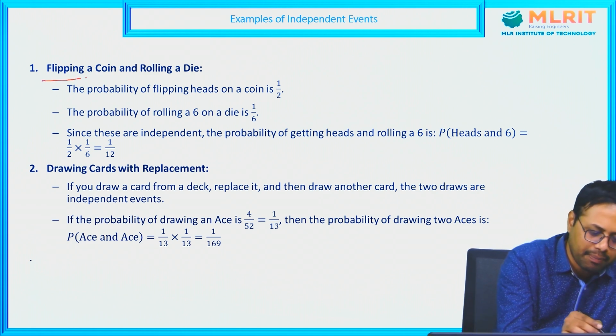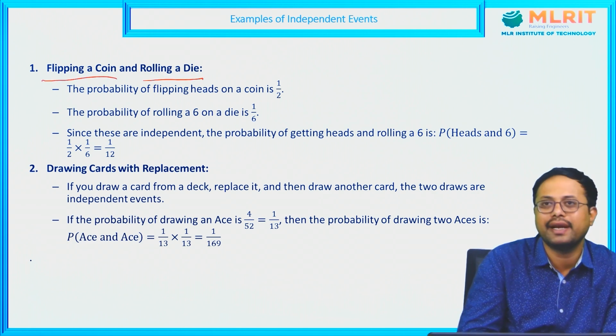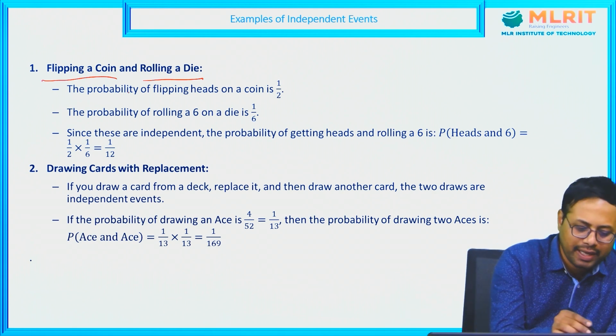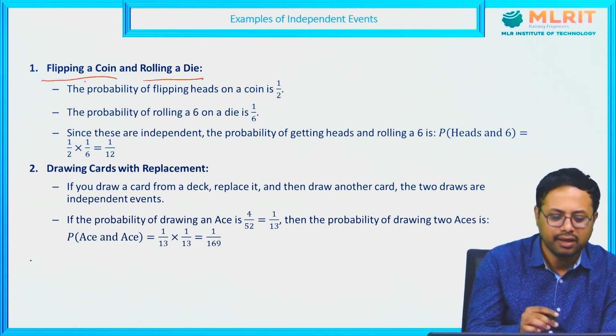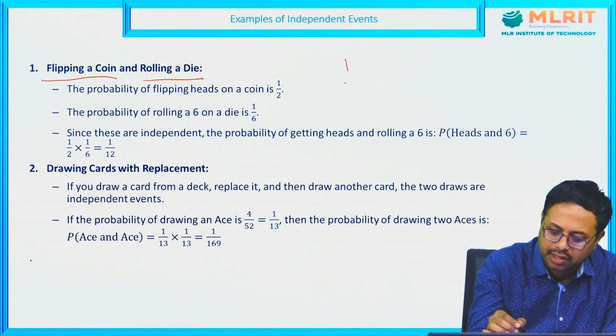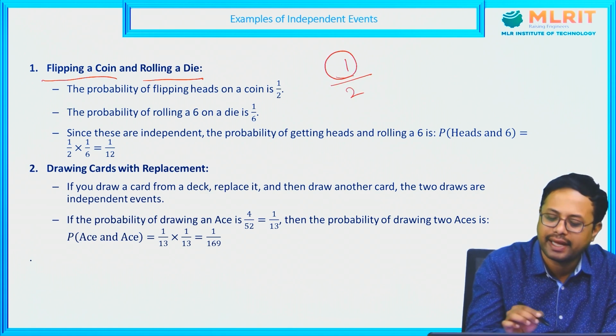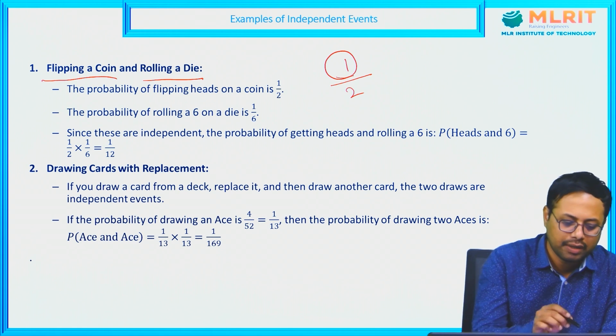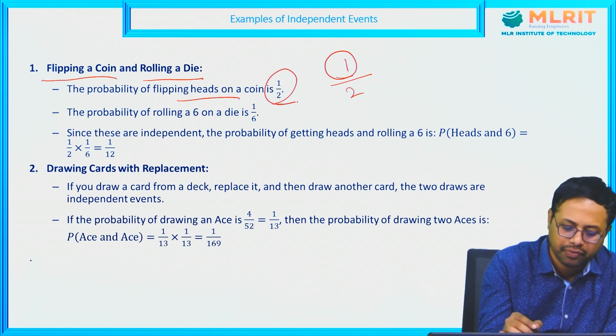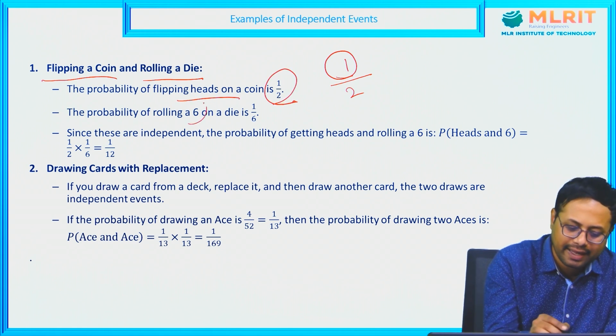First type of example, flipping a coin and rolling a die. When you flip a single coin, what is the total number of possible outcomes? Only head and tail, two possible outcomes. You get either head or tail, so only one favorable outcome. Then the probability of flipping a head is 1 by 2.